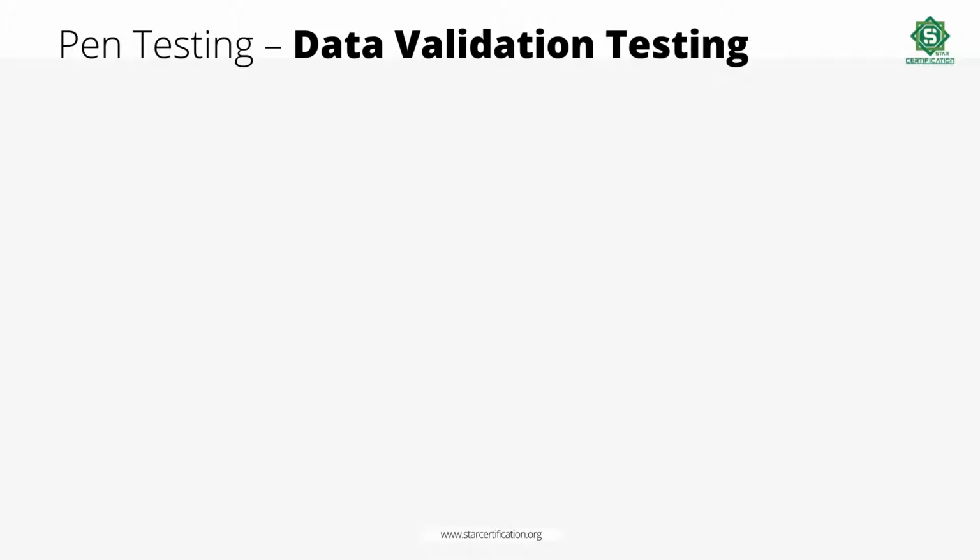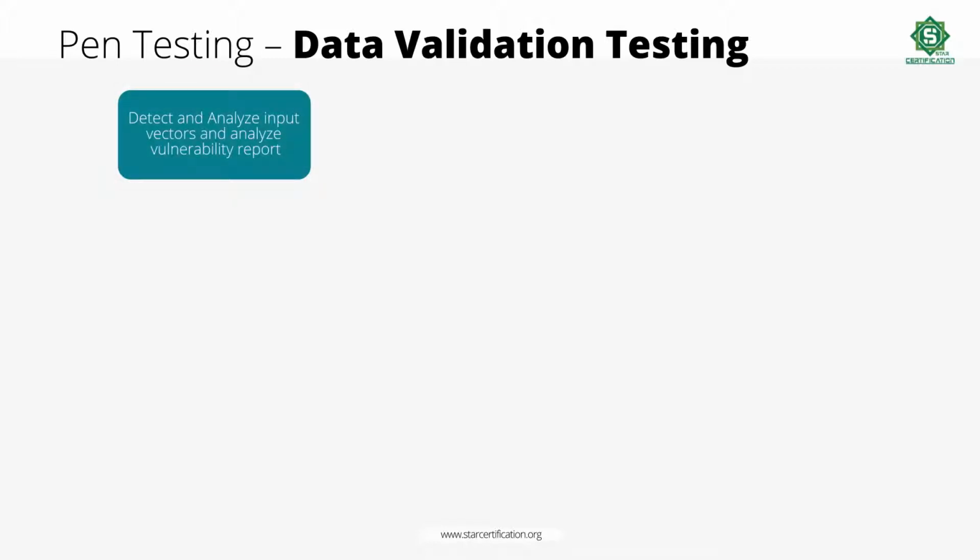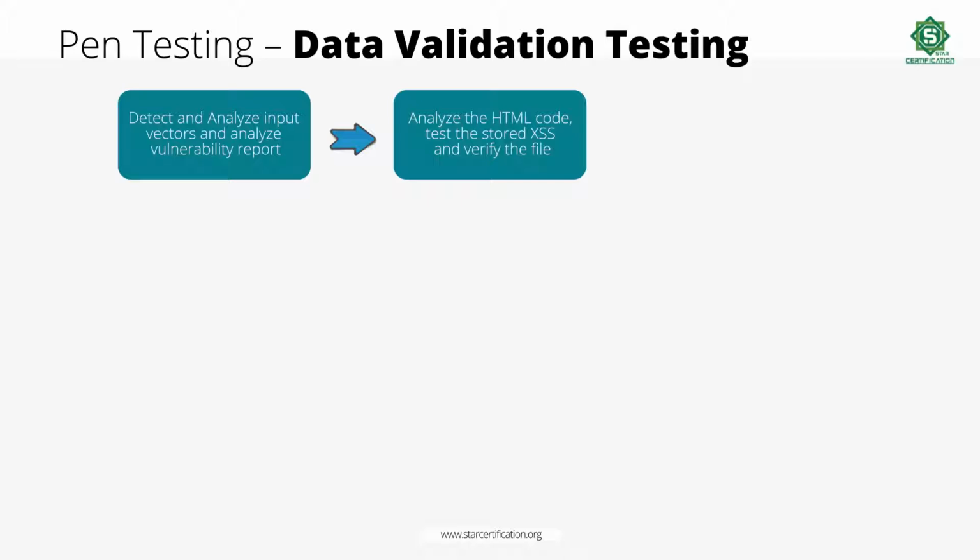Data validation testing. The steps involved in data validation testing are detecting and analyzing the input vectors for possible vulnerabilities that exist in the web application, and then analyzing the vulnerability report, followed by an attempt to exploit it. OWASP, CAL9000, WebScarab, XSS Proxy, Rat Proxy, and Varp Proxy are some of the tools used to perform the exploitation of the vulnerabilities. Next step is to analyze the HTML code.